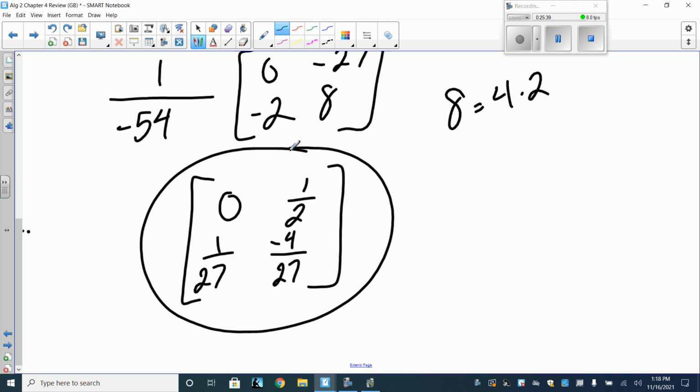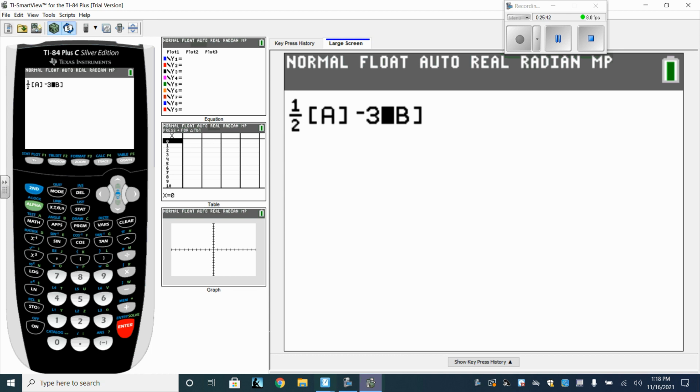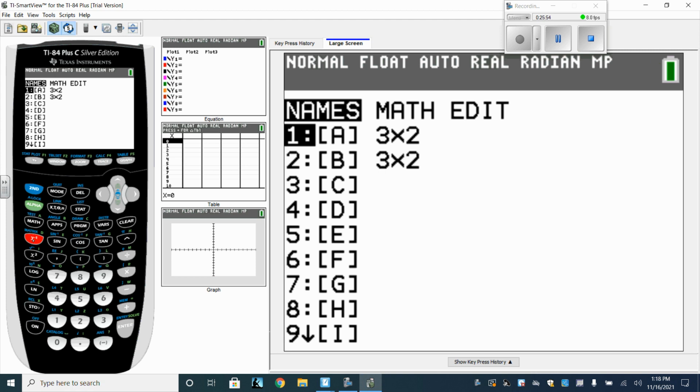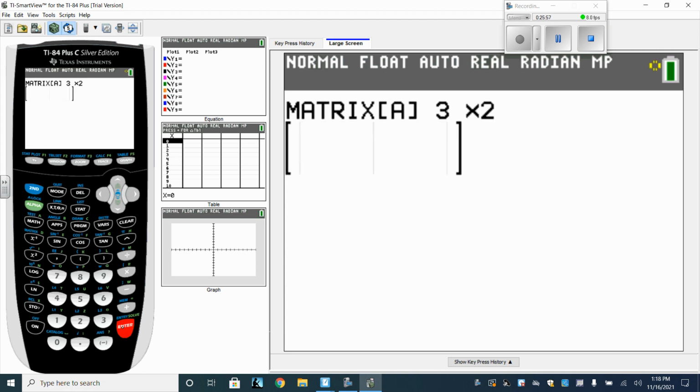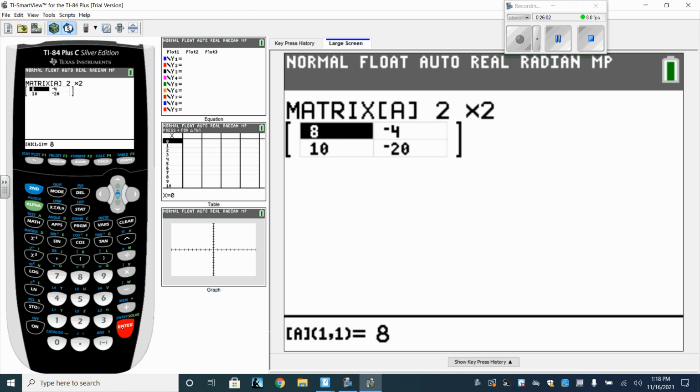Let's see how we would do this in the calculator. So the way we would type this in, well, first we need to actually input the matrix itself. So we can go second matrix, over to edit, and we type in that this is a 2 by 2. We would have 8, 27, 2, and 0. We're good with typing it in.